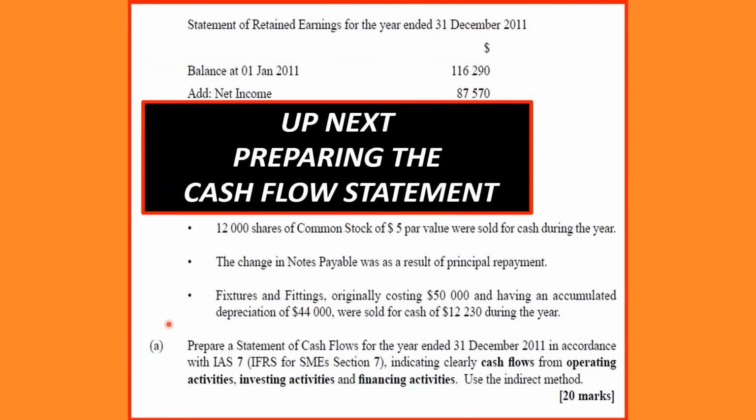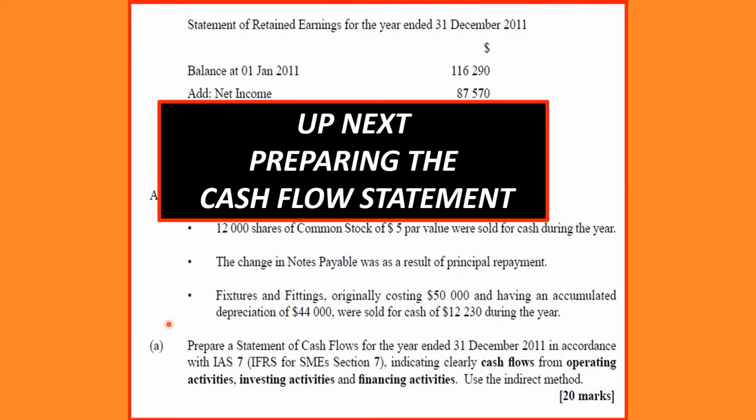We begin by reading what is required first. Part A. Prepare a statement of cash flows for the year ended 31st December 2011 in accordance with IAS 7, IFRS for SMEs Section 7, indicating clearly cash flows from operating activities, from investing activities, and financing activities. Use the indirect method. That is 20 marks.